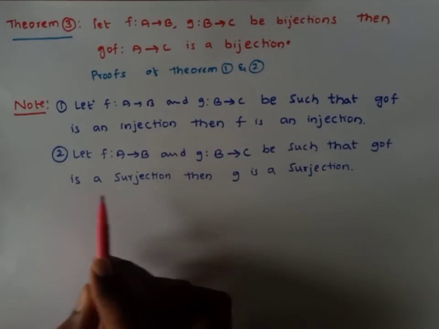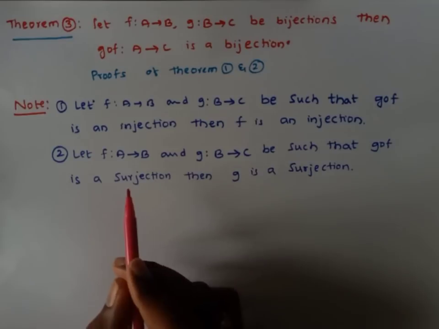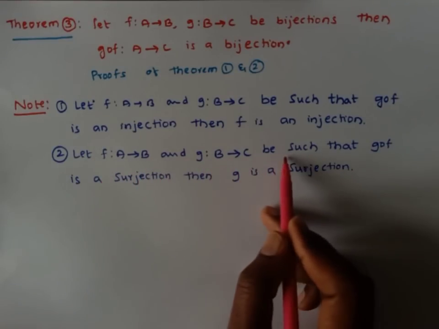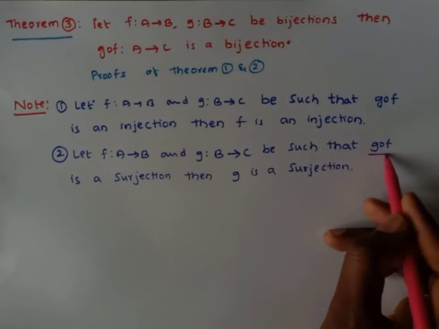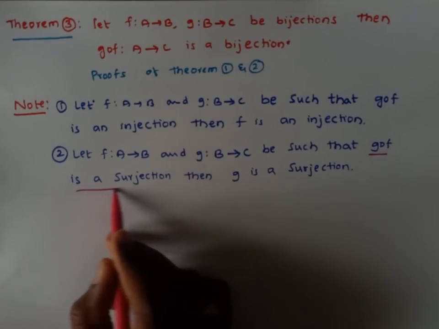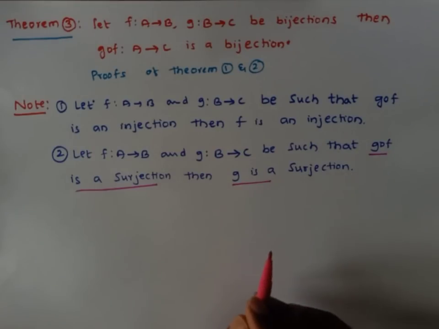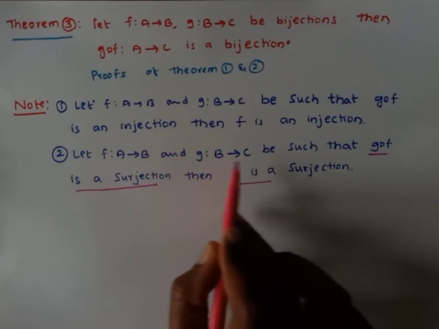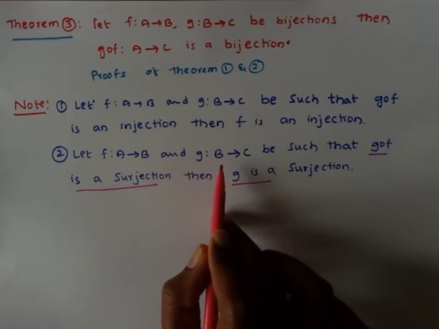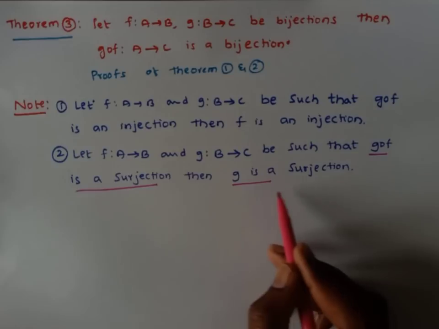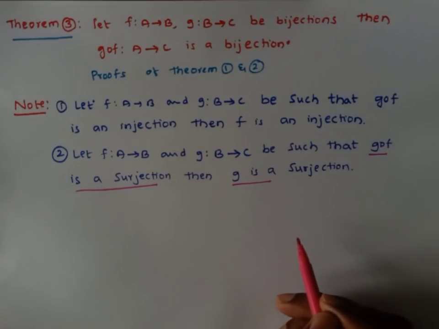And note number 2: F from A to B and G from B to C be such that G compose F is a surjection, then G is a surjection. Here, given F from A to B and G from B to C, both are functions, and G compose F is a surjective function, then only G is a surjection.